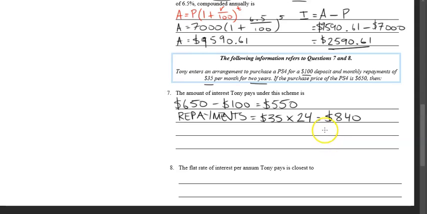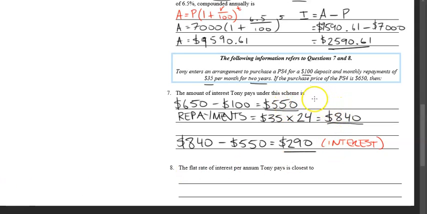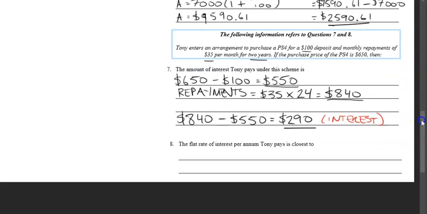So the total amount of interest that Tony is paying is what he's actually paying for this agreement, and we're taking away what it actually costs after he's paid the deposit. We're finding the difference between the two. So it's 840, take away 550, and this ends up being $290. So this right here is interest. This is just the interest amount, how much he's paying extra on top of the actual cost of the PlayStation 4, after the deposit anyways.